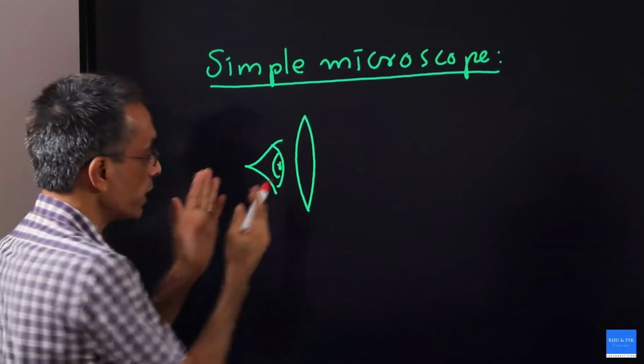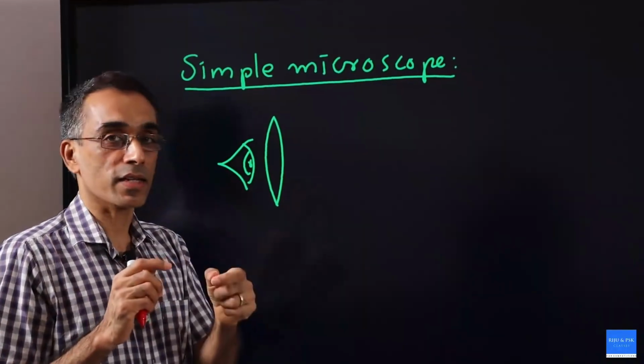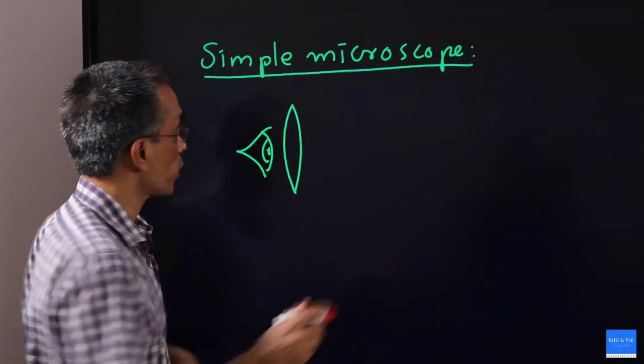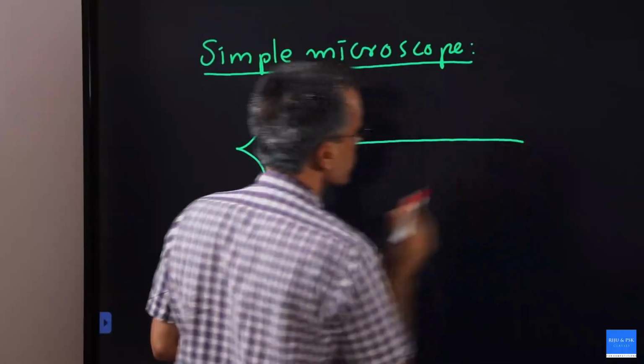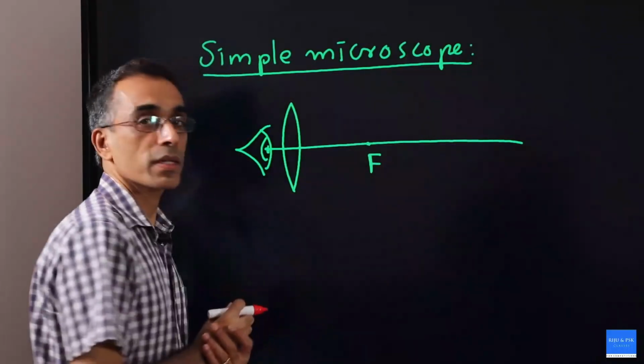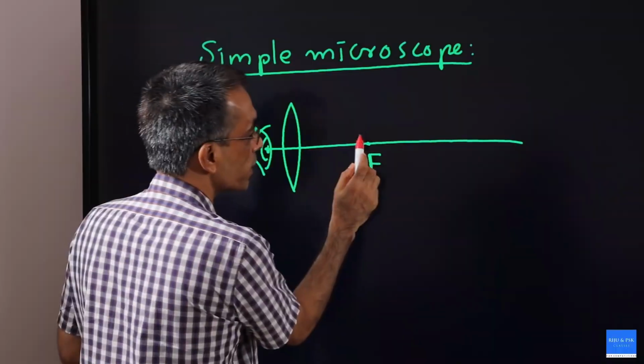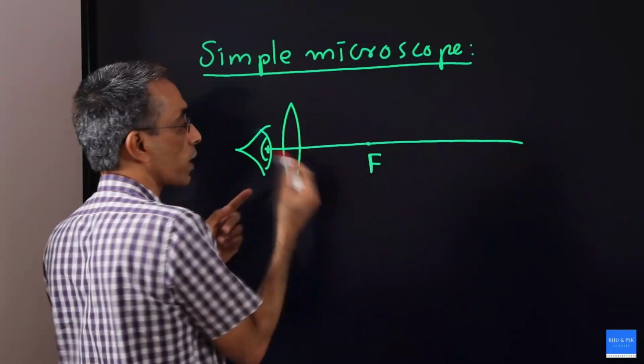The lens is very close to the eye. This distance is neglected, and we also assume that the lens is a very thin lens. These are practically not possible. Okay, so this is the principal axis of the lens. Now this is the focal point. You can place an object either at the focus point or within the focal point.